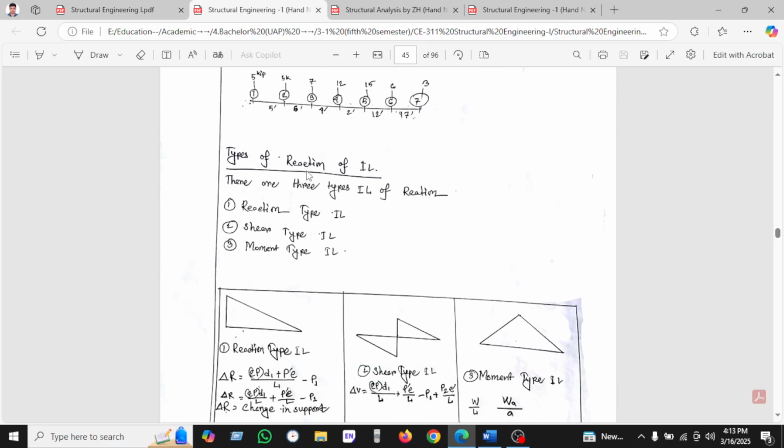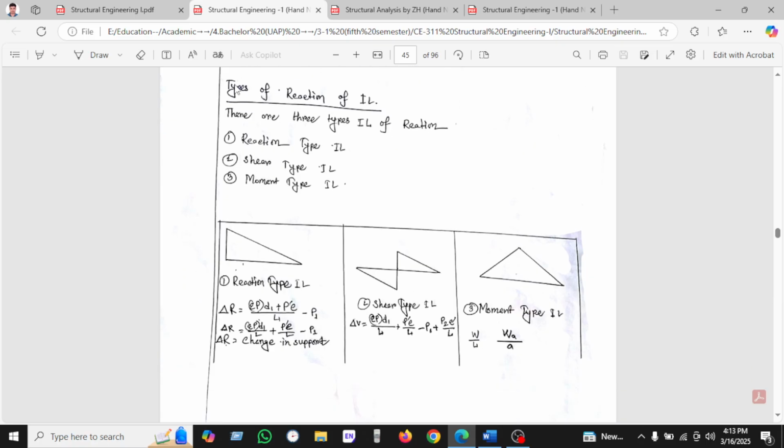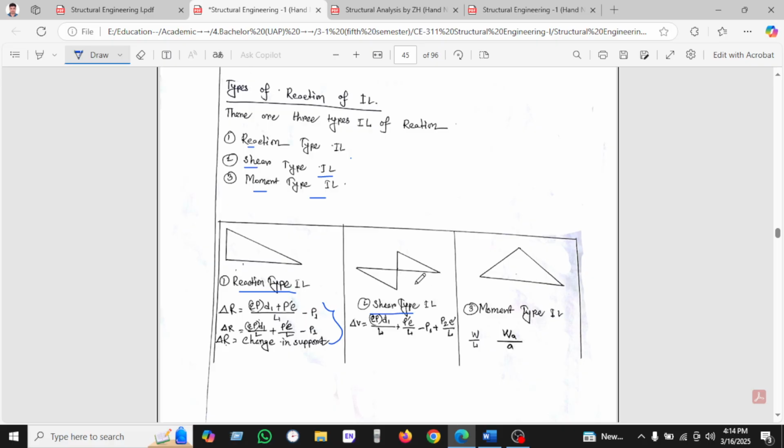So we know the types of reaction. There are three types of influence line: one is the reaction type influence line, another is the shear type influence line, and the last one is the moment type influence line. Here is the reaction type influence line, with its formula. For the shear type influence line, this type of diagram will occur and the formula will be like this. So today we will cover the shear type of influence line.